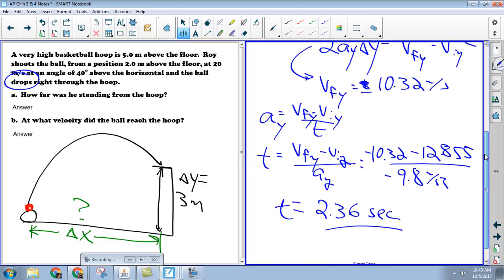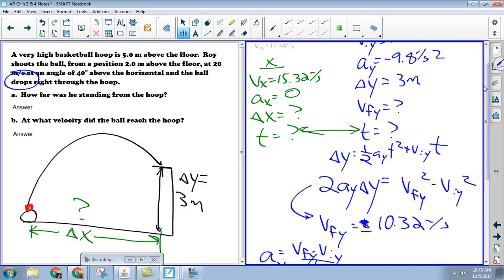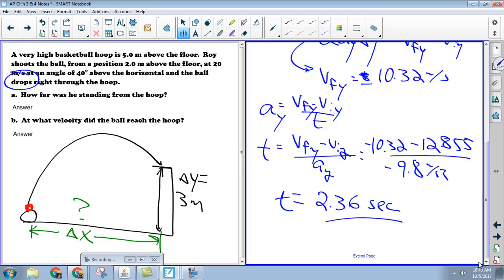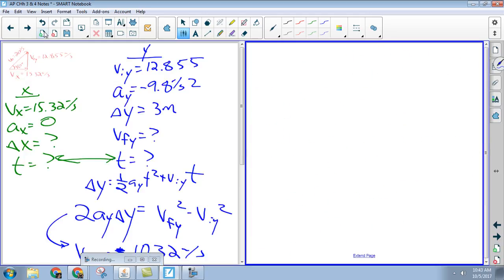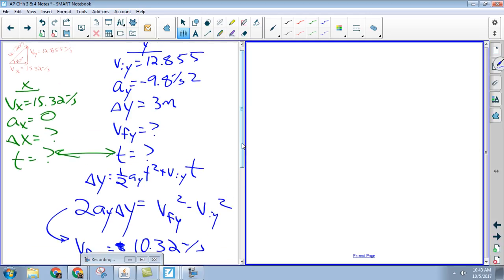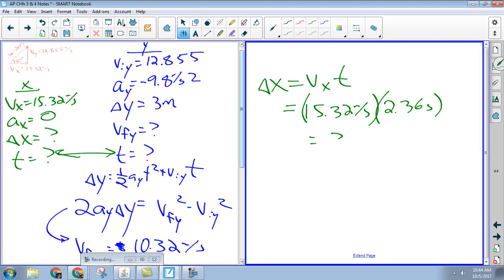Now we can go back up here. Oh, I know how fast it's going horizontally. I know how long it's going horizontally. So now, delta x equals vx times t, right? So our vx was 15.32 meters a second. We just discovered that it's in the air for 2.36 seconds. So that means we went 36.2 meters. Good?